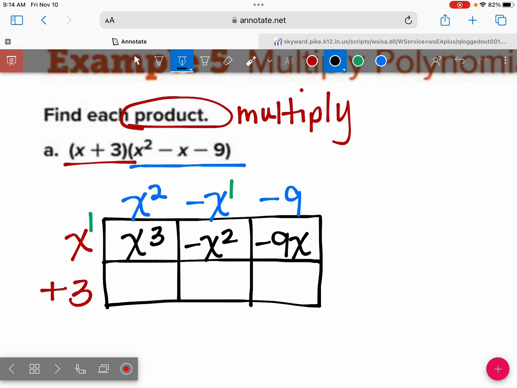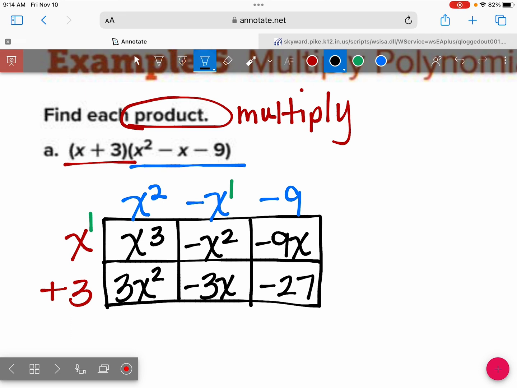So now let's do our bottom row. We're multiplying everything up here by 3. So when I multiply this top row by 3, I get a positive 3x squared, a negative 3x, and a negative 27.